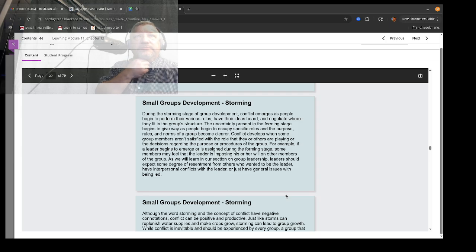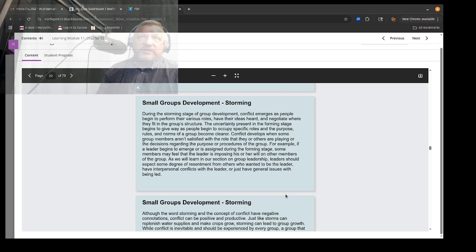All right. So, storming. At the storming stage of group development, conflicts emerge as people begin to perform their various roles. They're trying to get their ideas heard, and they're negotiating where they fit in within the group structure. Uncertainty is very much present in this stage, just like it was in the forming stage, but it begins to give way as people begin to occupy specific roles and a specific purpose within the group. They start to understand the rules of the group. Therefore, the norms of the group become more clear.